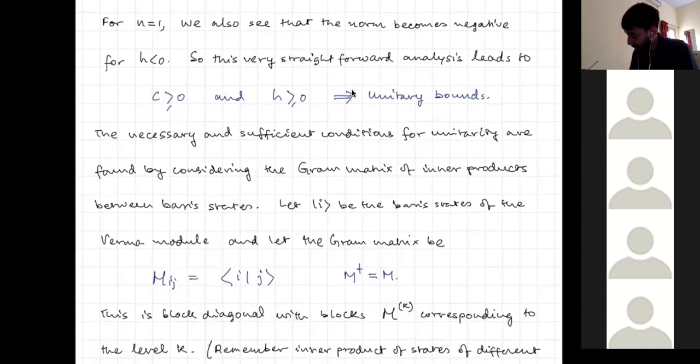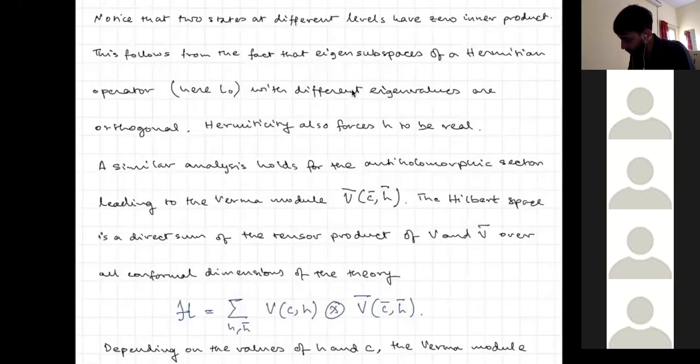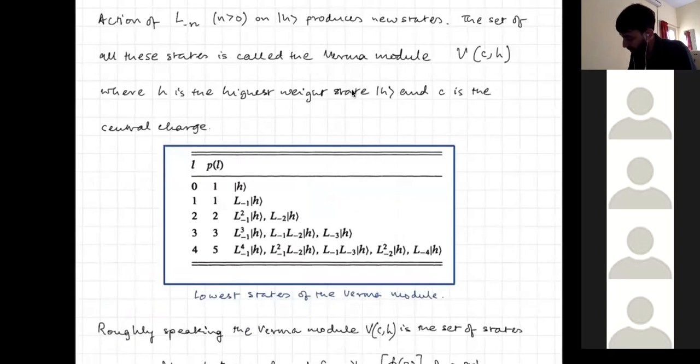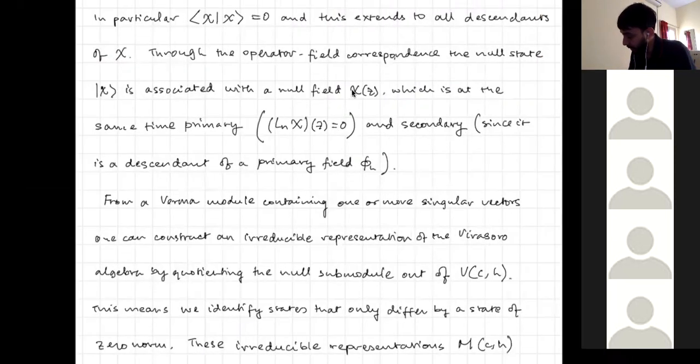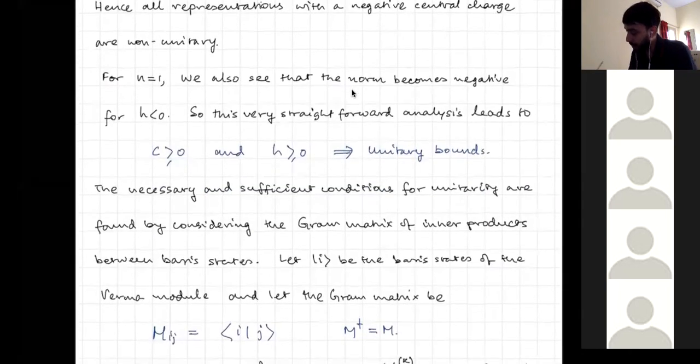Remember that Mij is going to be... so i's and j's are the things that you just saw, right? So for example, these are the states here which I wrote down for you. So these i's and j's are all of these guys. These are my basis states, and the Gram matrix is the inner product of these guys.